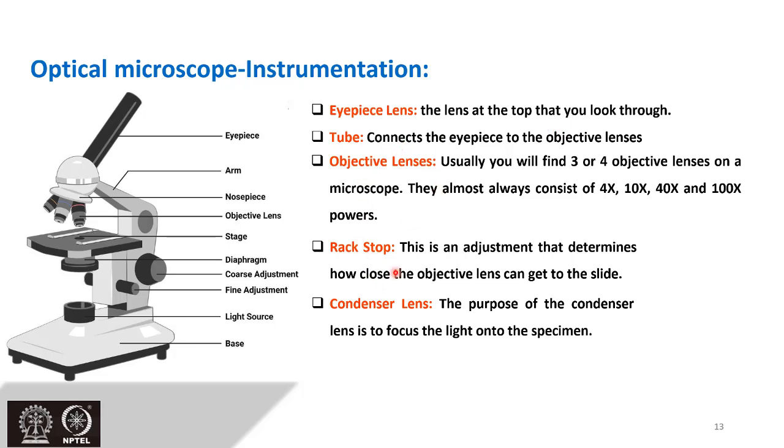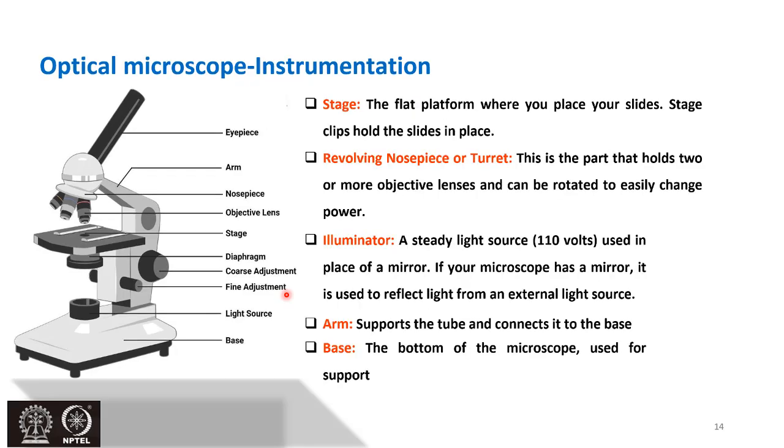Then we have the rack stop. This is the adjustment that determines how close the objective lens can get to the slide. Then we have a condenser lens. The purpose of the condenser lens is that it will focus the light onto the specimen. Then we have a stage, a platform where we keep our sample or slides. Then the revolving nosepiece turret. This revolves basically, and we can switch between the different objectives.